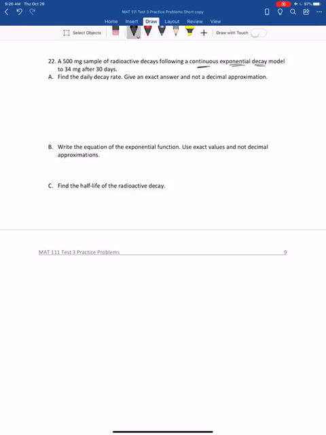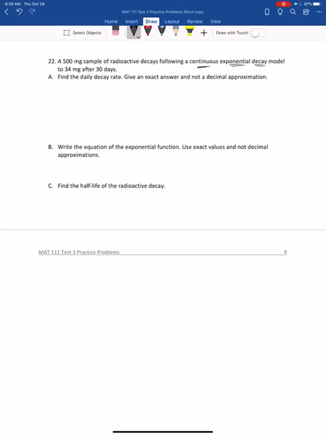So it says a 500 milligram sample of radioactive decays following a continuous exponential decay model to 34 milligrams after 30 days. All right, find the daily decay rate and give an exact answer and not a decimal approximation.